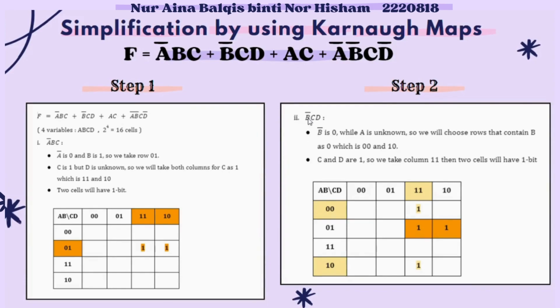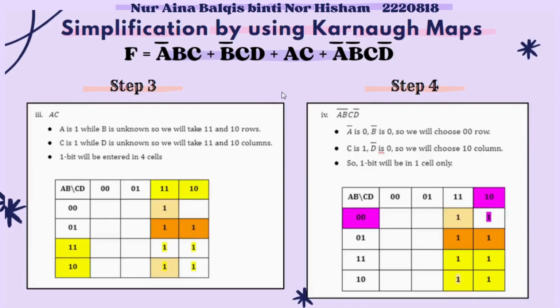And then B bar CD. B bar is 0 while A is unknown. So B bar is 0. There are 2 rows that contain B as 0, which are 0, 0 and 1, 0. So these 2 both will be highlighted. And then C and D are 1, so 1, 1 here. So we will highlight this column. So both cells will be entered with 1 bit.